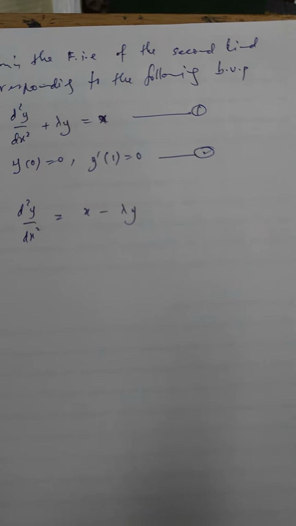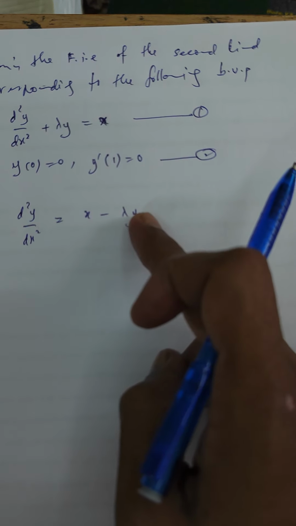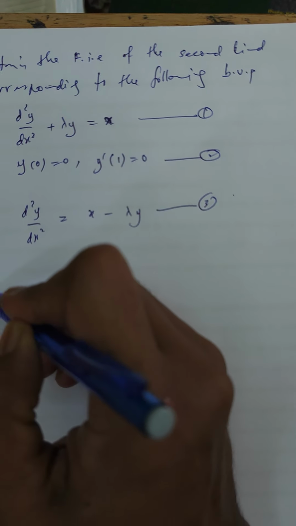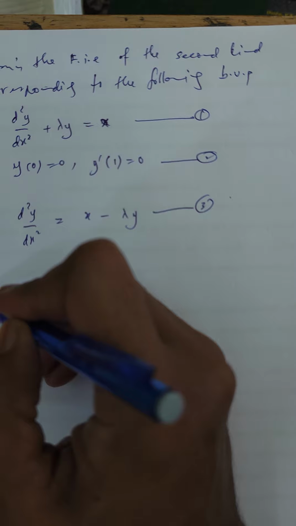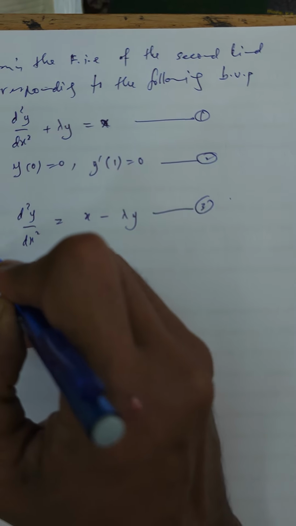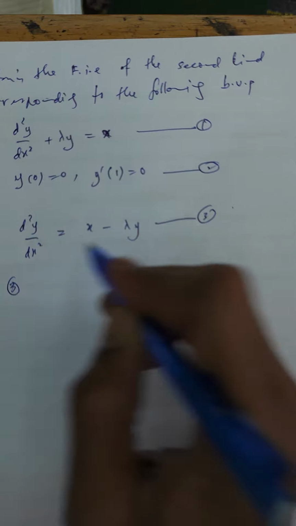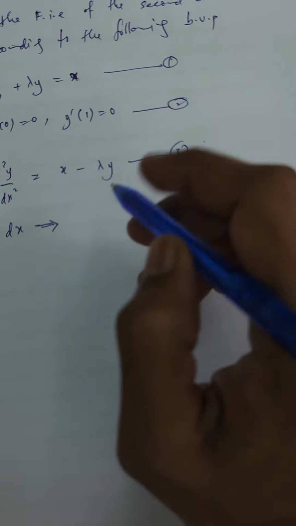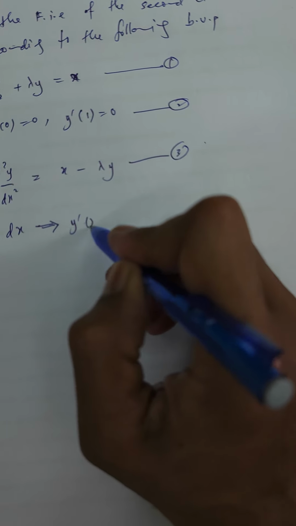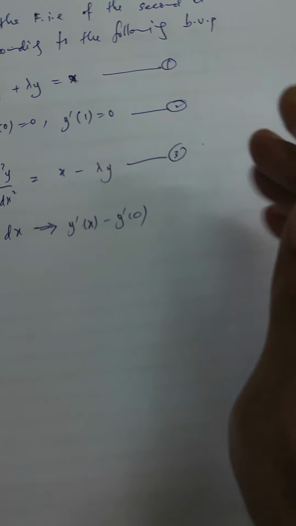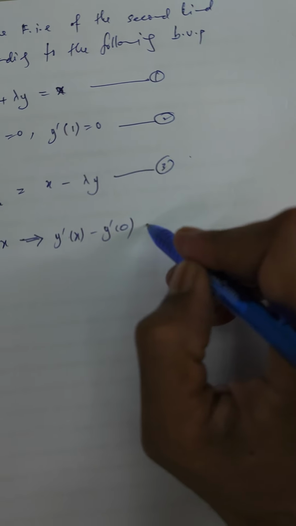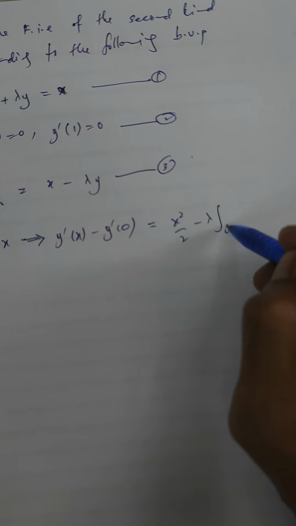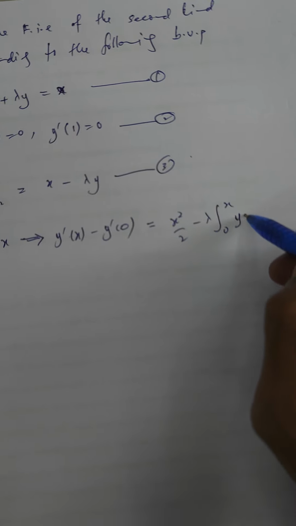Okay, and then we can integrate those things. Let's call this 3. We integrate 3 from 0 to x dx. So what we have is that y prime(x) minus y prime(0), that will give you on the right side x squared over 2 minus lambda integrate 0 to x y(x) dx.